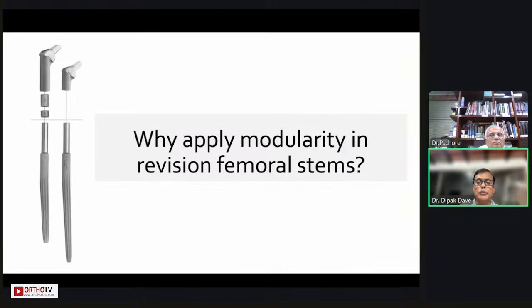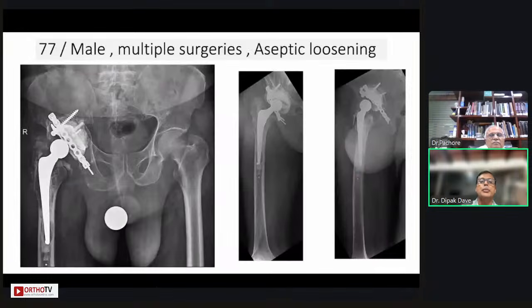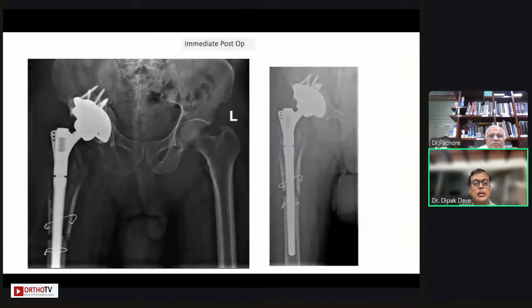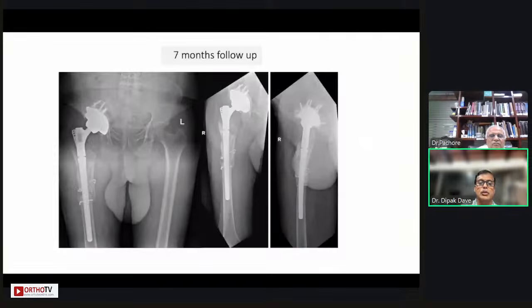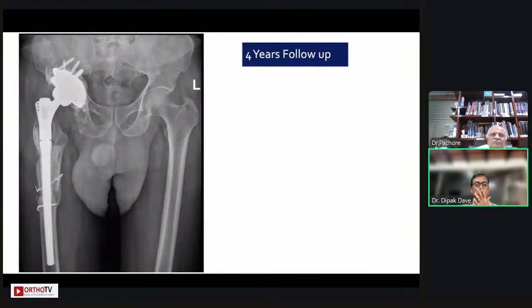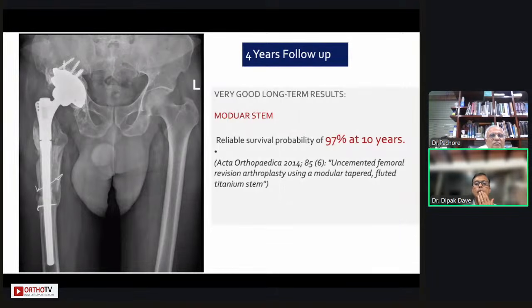So why apply modularity in revision systems? Because the bone loss is very severe, with multiple surgeries, so we have to be careful. You can use a modular system. Again, in these kinds of complex revisions, you can use a modular titanium distal loading stem, and this is 4 years follow-up. The patient is doing well. So very good long-term results if it is rightly done.